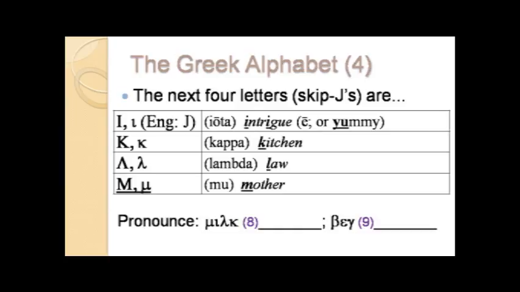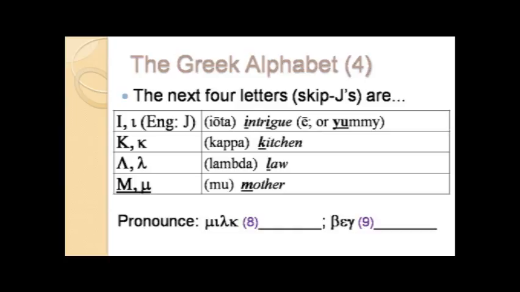And then after K, you would expect L. And the next letter does basically have the L sound like in law, but it's not called L, it's called lambda. And then the next letter you would expect to be M, and it does have an M sound like in mother, but it's not called M, it's called mu. So, iota, kappa, lambda, mu. Let's go ahead and pronounce some words.